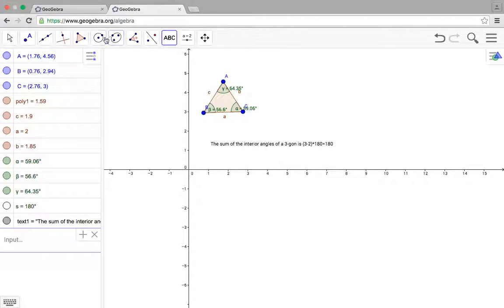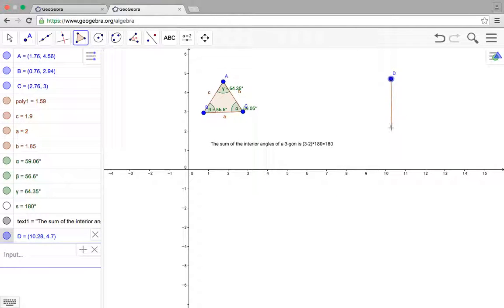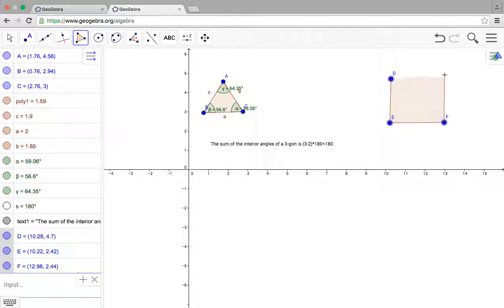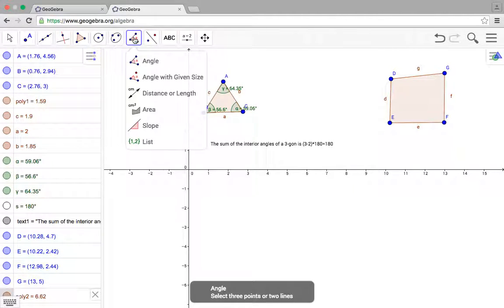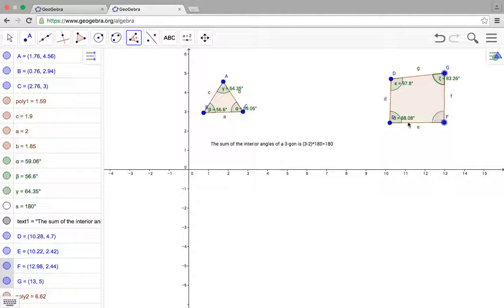So we're going to create another polygon, and now it's going to be a 4-gon. So that's going to be my polygon. And I have created a few angles again. So let's go ahead and measure those angles as before. We're going to measure angle E by clicking on FED. We're going to measure angle D by clicking on angle EDG. We're going to measure angle G by clicking on DGF. And it's important to click clockwise if you want to measure the interior angle.